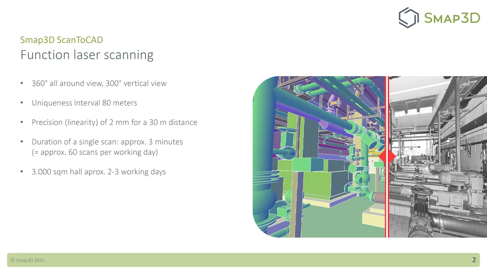The underlying laser scanning and laser scanners used for this purpose nowadays offer the following features: an all-around visibility of 360 degrees with vertical visibility of 300 degrees, unambiguity interval of 80 meters, a linear precision of 2 millimeters at a distance of 30 meters. The duration of a single scan is approximately 3 minutes. Together with the necessary setup time, a two-man team creates an average of around 60 scans per working day. A 3,000 square meter hall can thus be scanned in 2 to 3 working days.